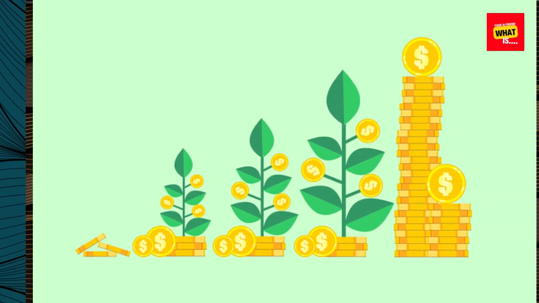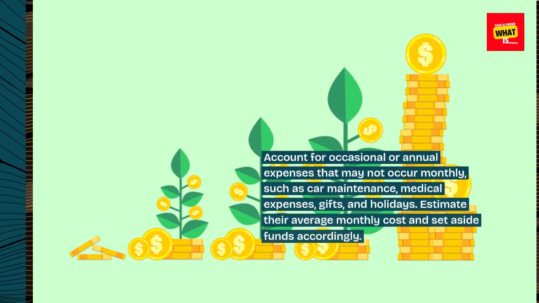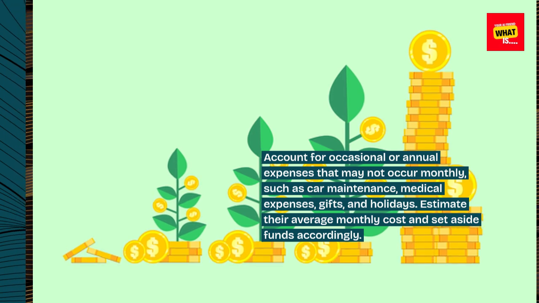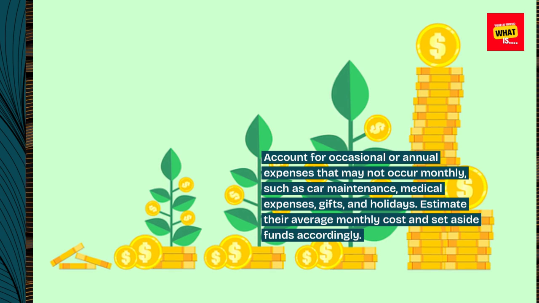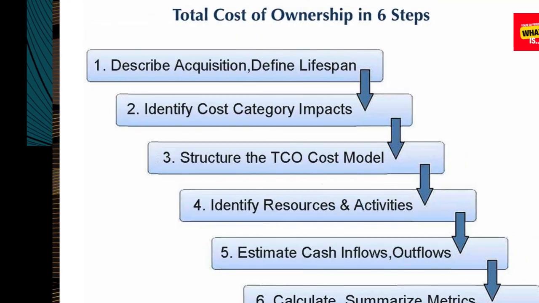5. Include irregular expenses. Account for occasional or annual expenses that may not occur monthly, such as car maintenance, medical expenses, gifts, and holidays. Estimate their average monthly cost and set aside funds accordingly.